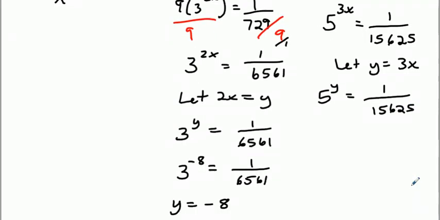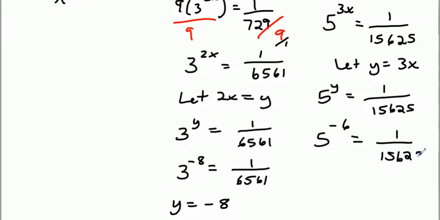And now we have to decide 5 to the what equals 15,625. So I'm going to start with like 8 again. That's too big. So 5 to the 7th. Oh, I'm going to try 5 to the 5th. Okay, 5 to the 6th it is. So 5 to the negative 6 is equal to 1 over 15,625.